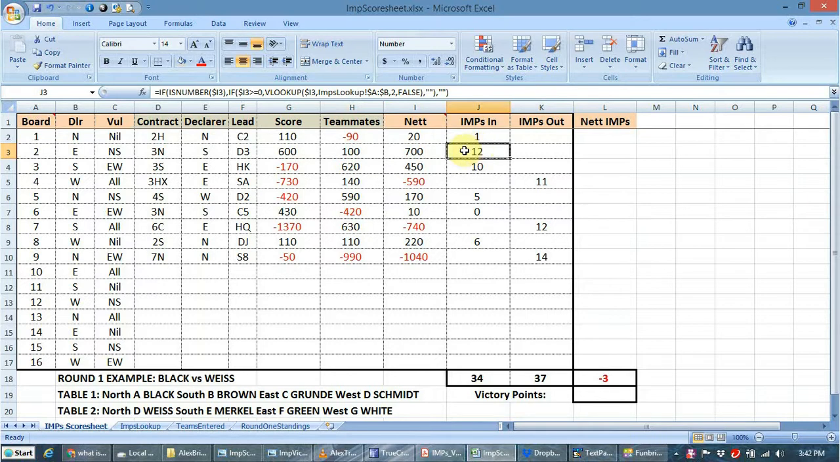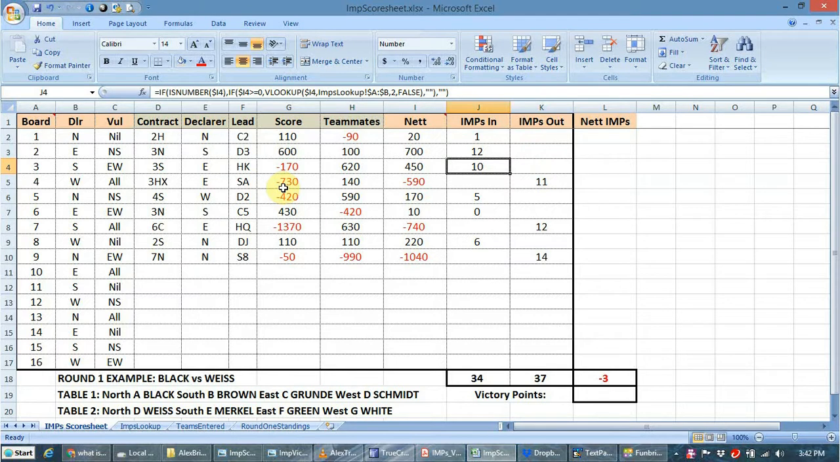12 imps in for us because we won the board by 700 points. Here, our opponents at our table didn't bid this game, therefore we won 450 points, 10 imps. So at this point we've won 23 imps and they haven't won any.